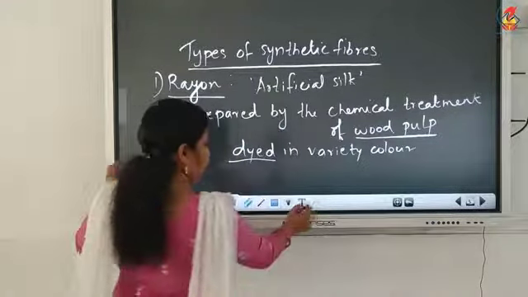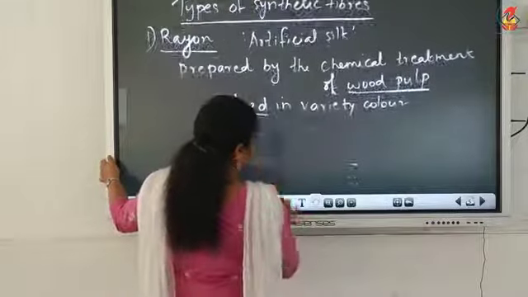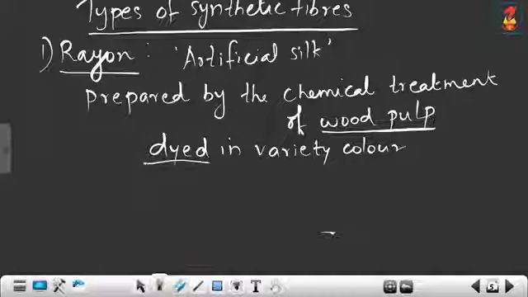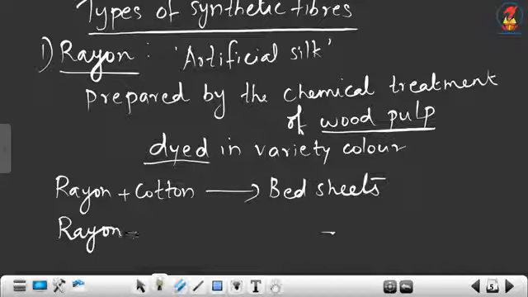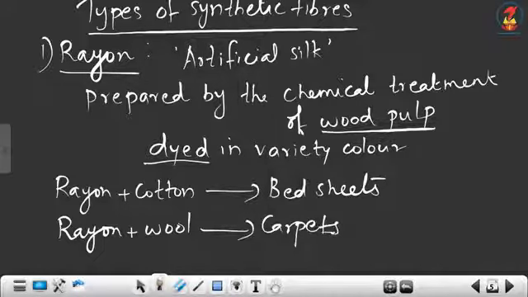Then one uses rayon mixed with cotton. It can be mixed with a natural fiber, cotton, to make bed sheets, and it can be mixed with wool to make carpets. Okay, so these are the two uses of rayon. That's about rayon. What is rayon?